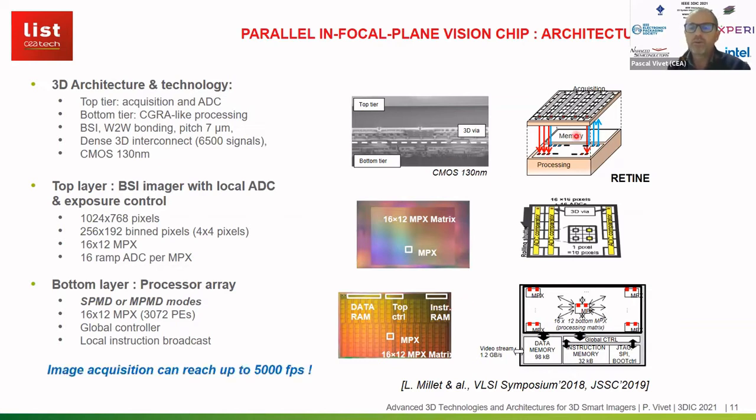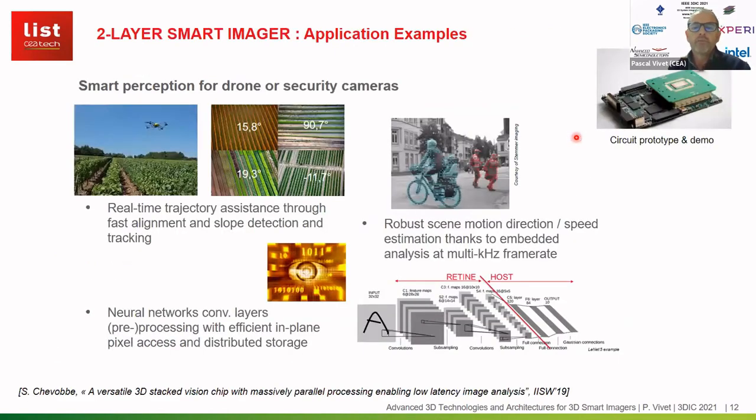So here are some examples of what we have been able to implement on this circuit, proving some different application examples. We are able to run some classical computer vision applications, trajectory assistance, detection, measurements, but also scene detection, pedestrian localization, motion vector estimation, and that kind of thing. But also, not the least, some neural network convolutional layers.